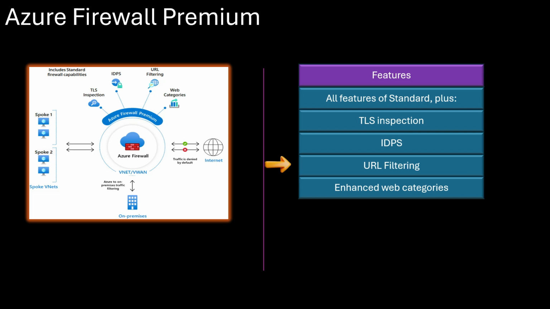Using a feature like URL filtering, you also get finer control over web access by blocking or allowing specific URLs instead of entire domains. And using features like enhanced web categories, while Standard provides basic categories, Premium offers a more detailed set of filtering options, which will allow you to tailor security policies to your organization's specific needs. So if you look at Basic, Standard and Premium, it comes with a heap of features and you can choose the SKU based on your business needs.